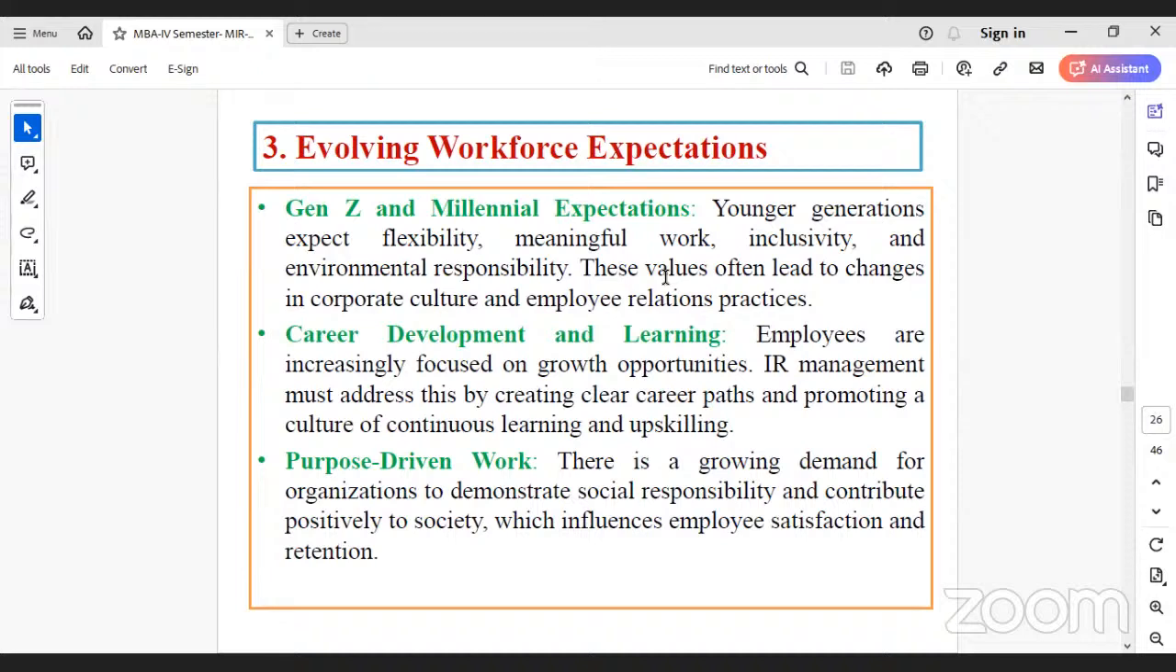So employees are increasingly focused on growth opportunities. Industrial relations management must address this by creating clear career paths and promoting a culture of continuous learning and upskilling. So they have to provide reskilling and upskilling programs to the employees working at the organizational level. So they have to train them, so that employees learn about the company's work culture.